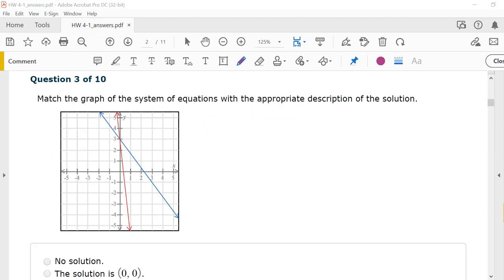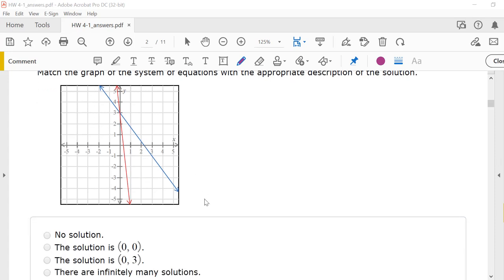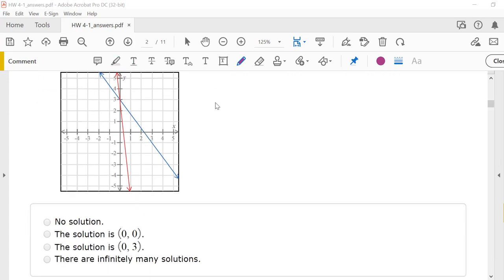Question 3. Match the graph of the system of equations with the appropriate description of the solution. Okay. You have two lines graphed, and the solution is where they intersect. So it looks like the red one and the blue one intersect right here at the point (0, 3). So there's one solution, and it's at (0, 3).